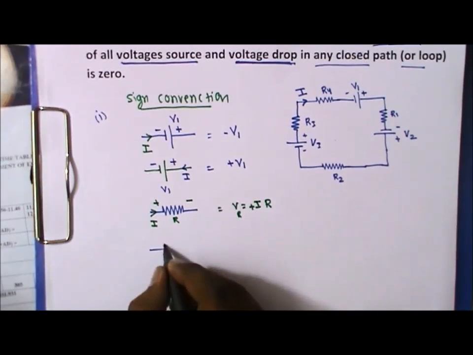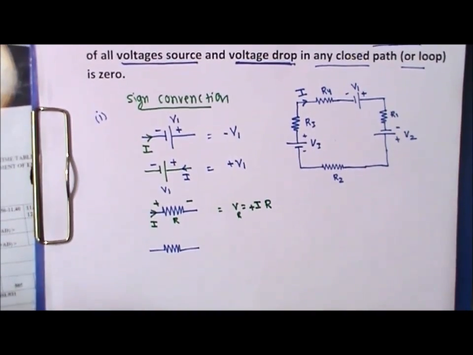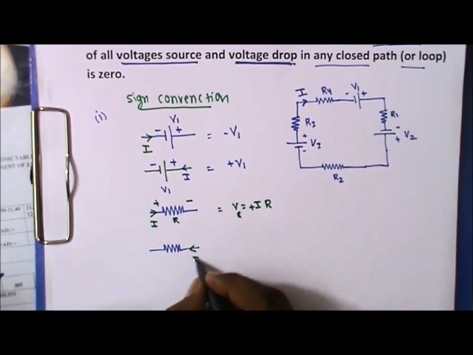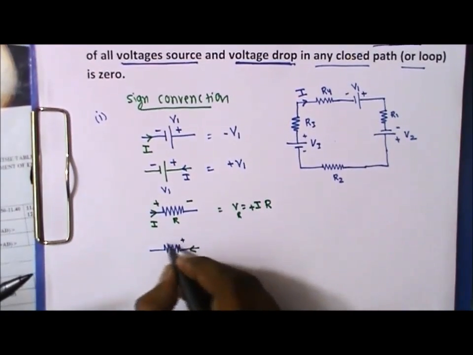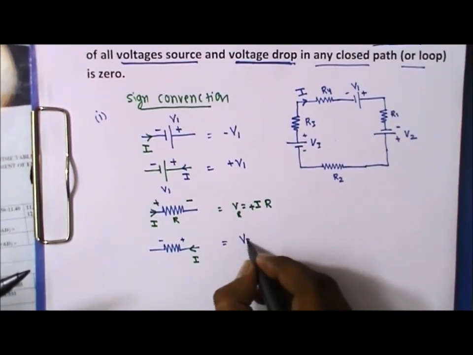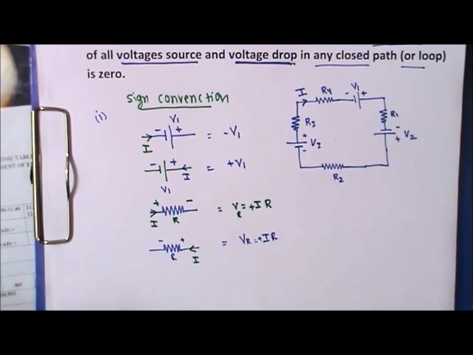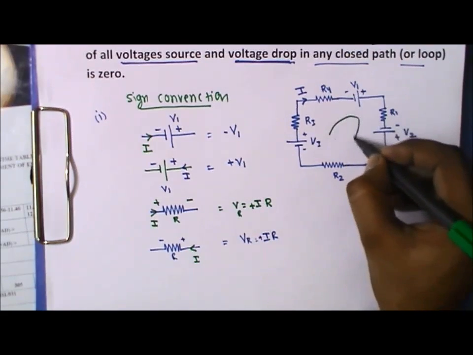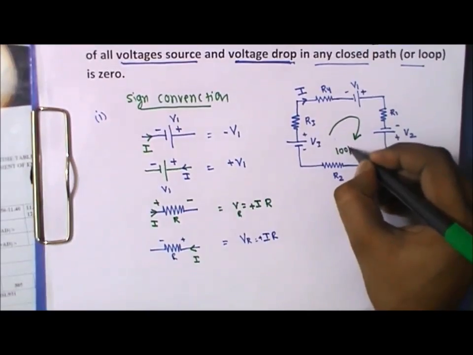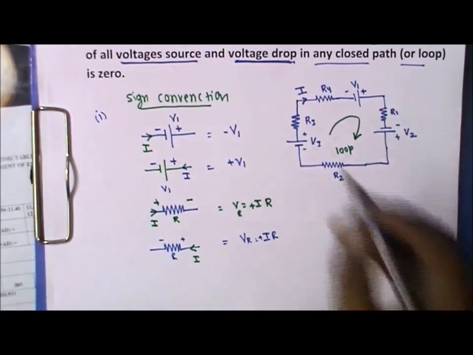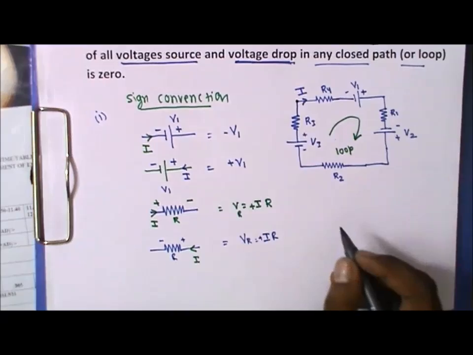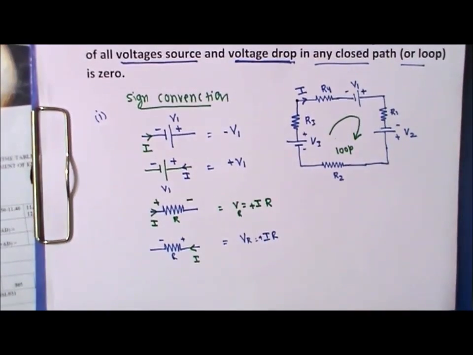Let us suppose the resistance is in this fashion and the current is going like this, so we have put a plus and the minus, so we can say that VR should be equal to I into R. This is the basic sign convention that we have to follow in order to write the KVL equations in any electrical circuit in a closed loop. So this is basically a loop we have to follow and we are just applying the sign convention using the KVL equation. Let's start to write the equation.